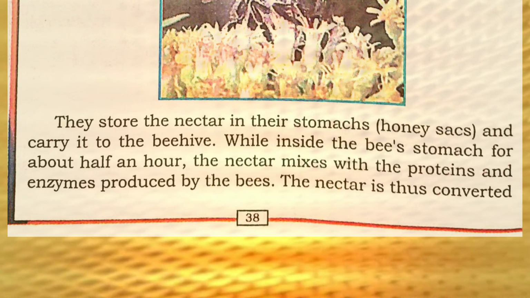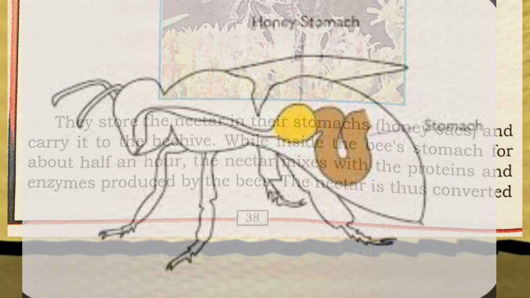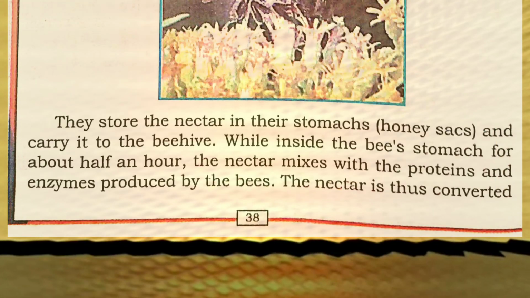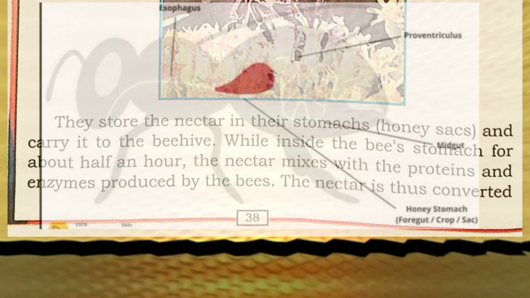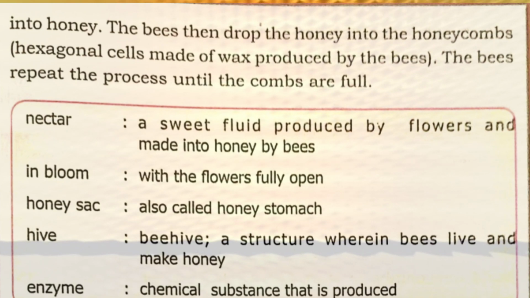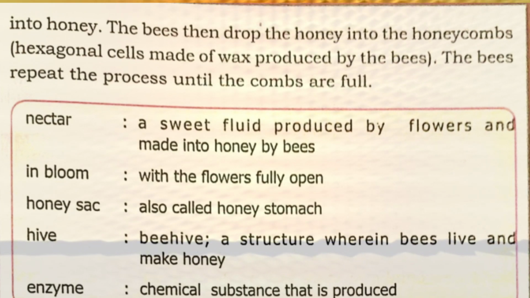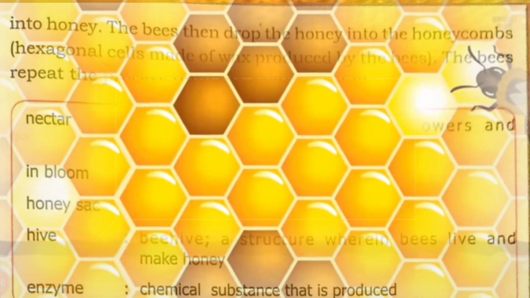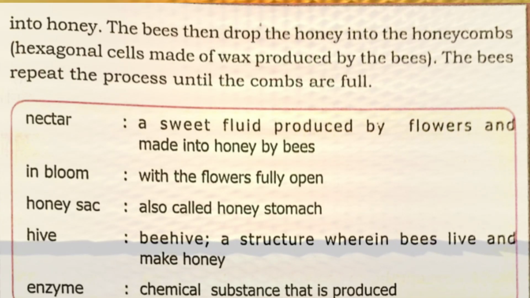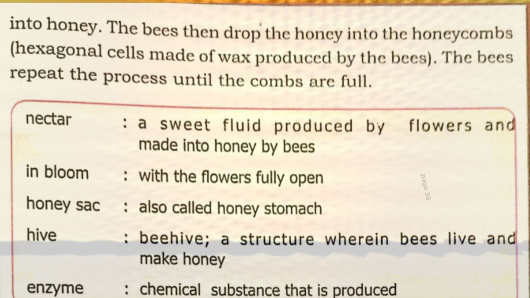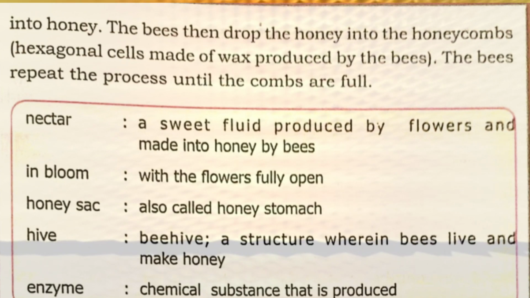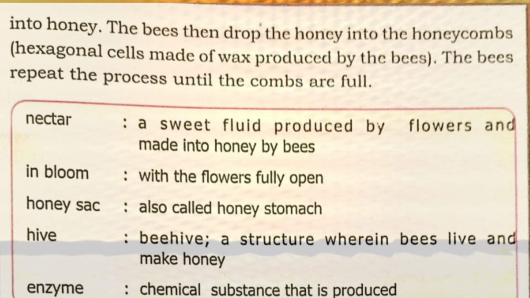While inside the bee's stomach for about half an hour, the nectar mixes with the proteins and enzymes produced by the bees. The nectar is thus converted into honey. The bees then drop the honey into the honeycomb hexagonal cells made of wax produced by the bees. The bees repeat the process until the combs are full.